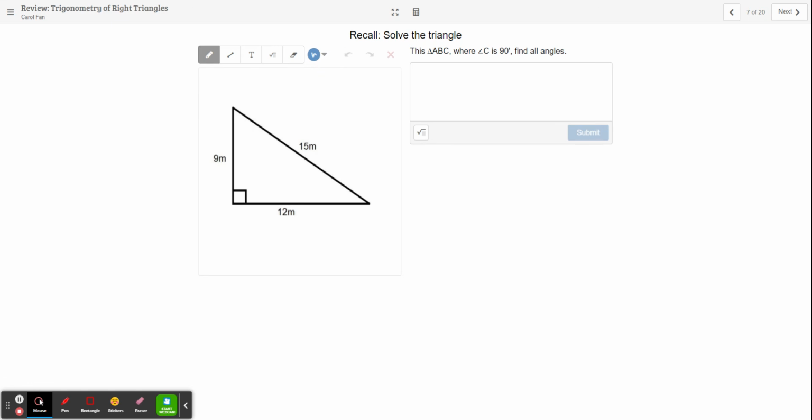Okay, sometimes we're asked to solve for a triangle. The word solve means to find all the sides and find all the angles. So in this case, we've already been given the three sides. We know that 90 degrees is our C. So we can label this little c, and A and B could be any of these ones.